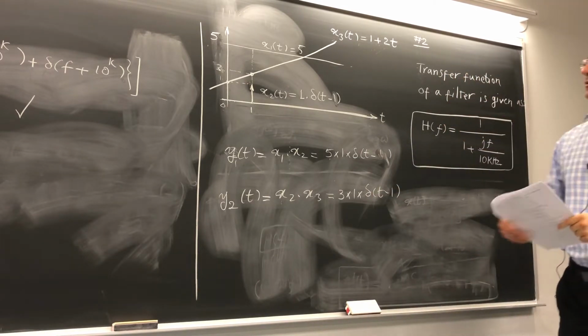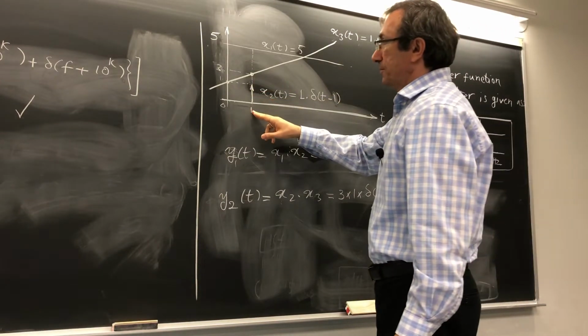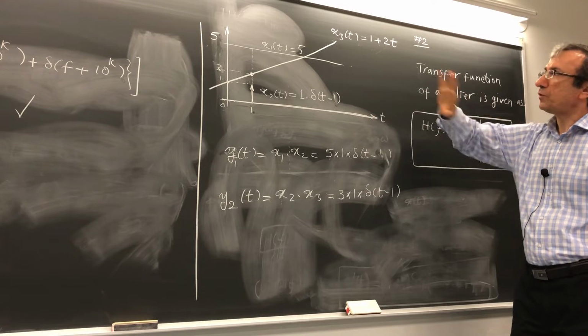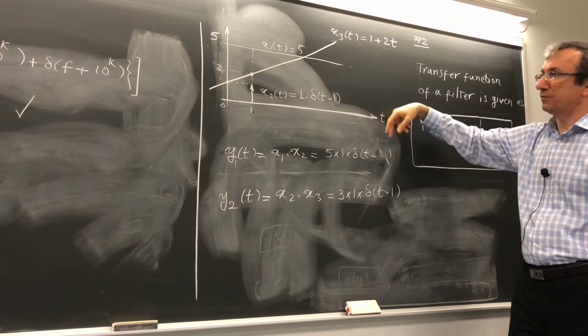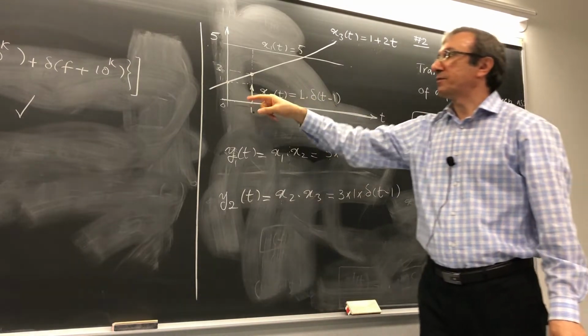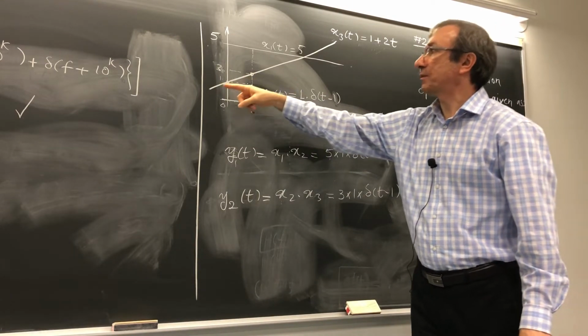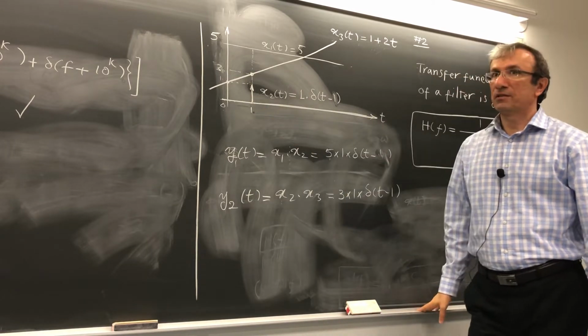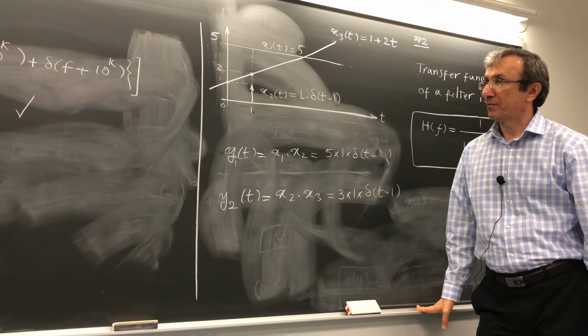So it seems that a delta function, when it is multiplied by a function of time, or a function of whatever variable you've got here, time, frequency, whatever, does a kind of sampling. It samples the other function at the place of its existence, wherever it is.